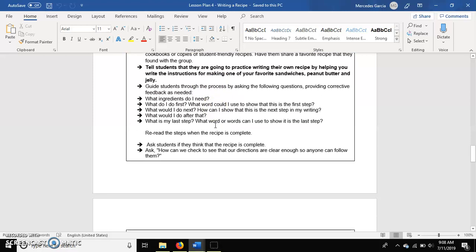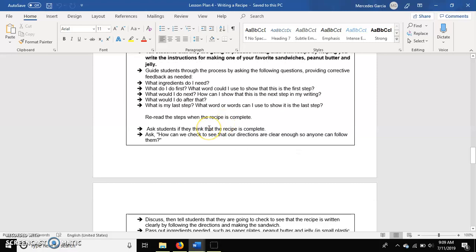I'll guide students through the process by asking the following questions. What ingredients do I need? What do I do first? What word could I use to show that this is the first step? What would I do next? How can I show that this is the next step in my writing? What would I do after that? What is my last step? What word or words can I use to show it is the last step?